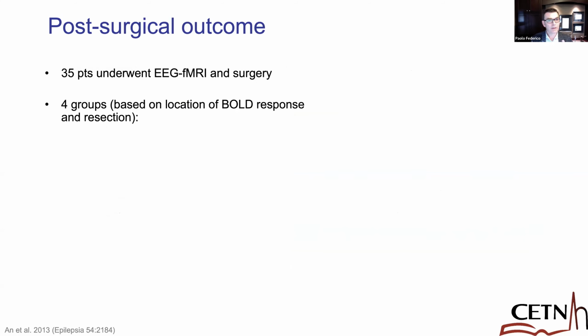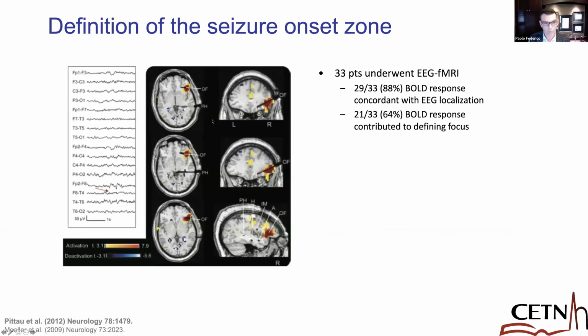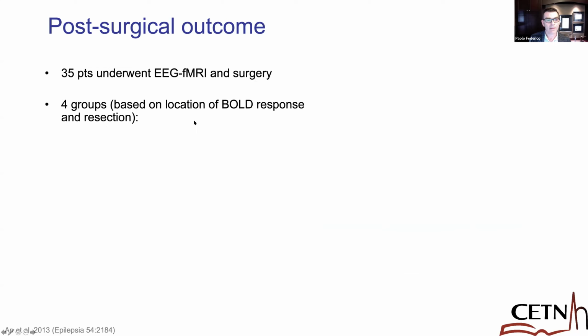What about predicting post-surgical outcome and potentially identifying the epileptogenic zone? Another study, a very nice study from the Gotman lab, evaluated 35 patients who underwent scalp EEG-fMRI and epilepsy surgery. These patients were divided into 4 groups based on the location of the BOLD response and the resection. The first group was determined to be fully concordant, where the maximum BOLD response was included in the resection cavity in its entirety.